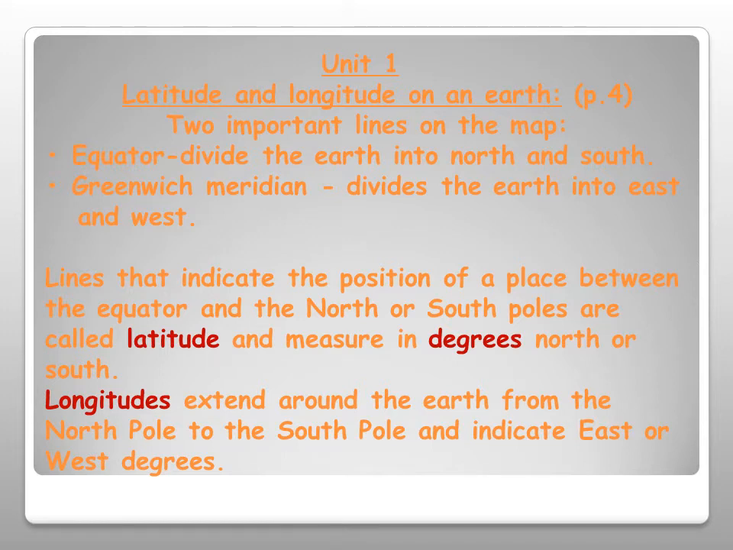If you know your compass, you'll know how it works. So concentrate. It is a bit confusing, but just see how your compass works and you'll know exactly how the equator and the Greenwich meridian work. Lines that indicate the position of a place between the equator and the north or south poles are called latitude and are measured in degrees, north or south. So latitude lines run from the west to the east or the east to the west, but they divide the earth into a north and a south pole.